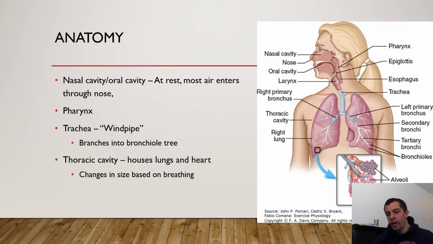Another depiction of what really is going on. We breathe through our mouth or our nose. From our mouth and our nose, the air enters our trachea and then our pharynx. And eventually it enters our thoracic cavity, which houses the lungs and the heart.